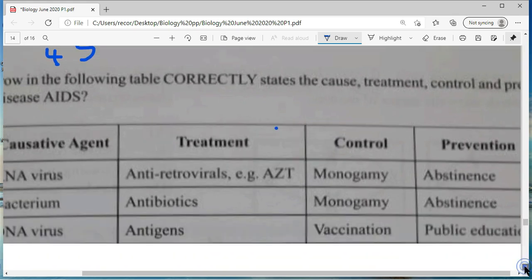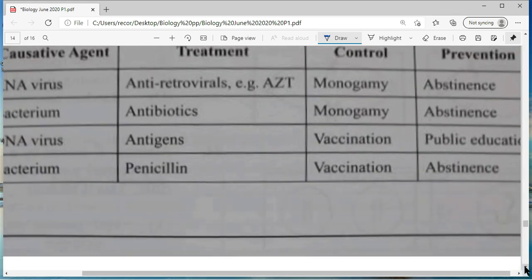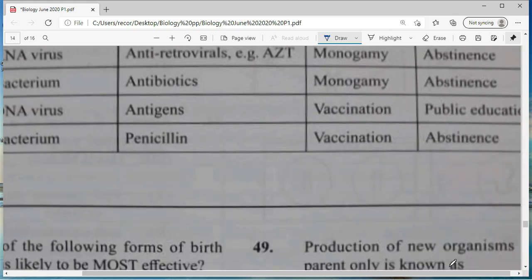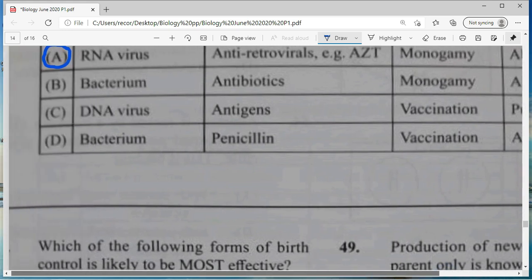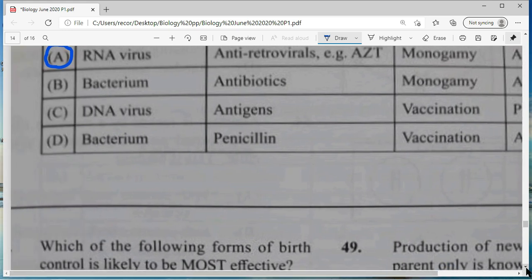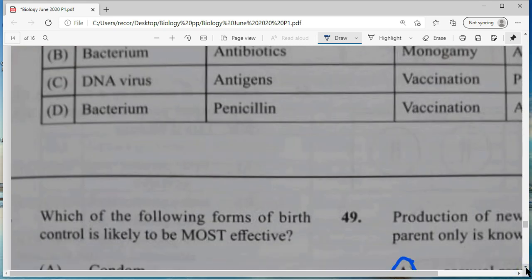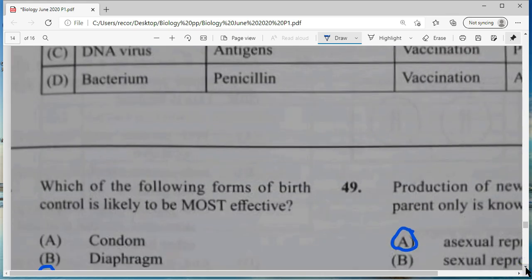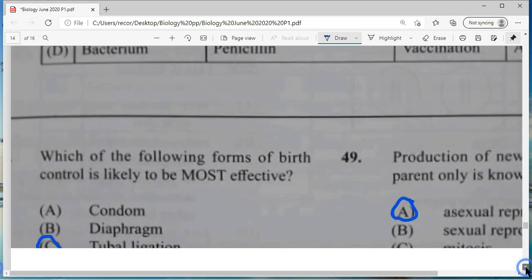The others are pretty much out, but you could look at them. They are really out by a mile, so we really don't need to dive into them. All right, not a bacteria, not a DNA, but of course an RNA virus. Which of the following forms of birth control is likely to be most effective?